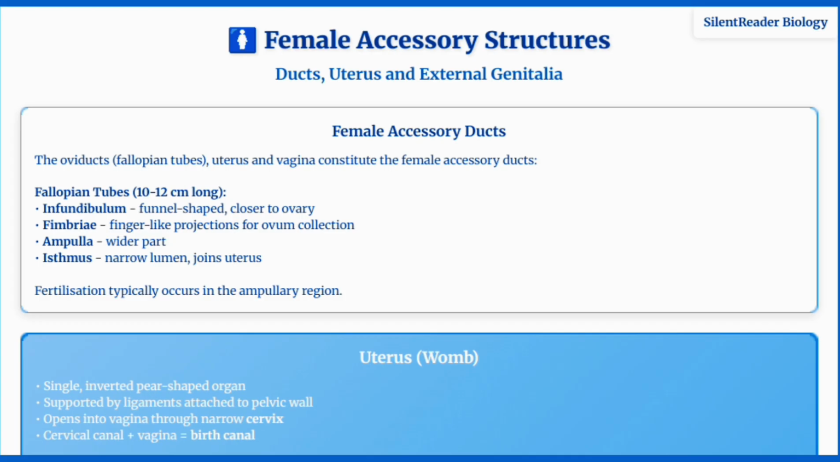Continuing with the female reproductive structures, let's examine the uterus and external genitalia. The uterus, also called the womb, is a single, inverted pear-shaped organ supported by ligaments and opening into the vagina through the cervix. The cervical canal together with the vagina forms the birth canal. The uterine wall has 3 distinct layers: the external thin membranous perimetrium, the middle thick layer of smooth muscle called myometrium that exhibits strong contractions during childbirth, and the inner glandular endometrium that lines the uterine cavity and undergoes cyclical changes during the menstrual cycle.